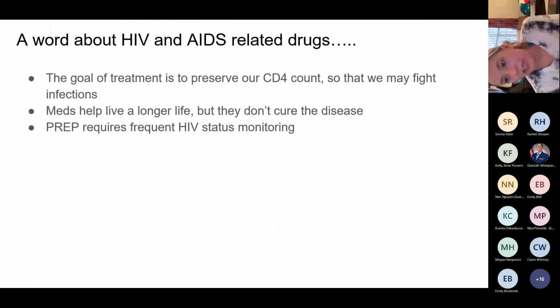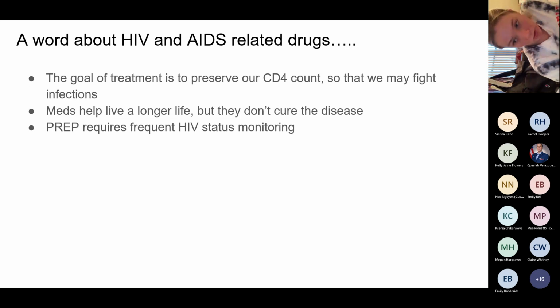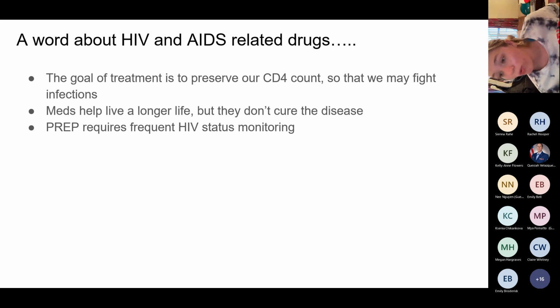So now we're going to talk about HIV and AIDS-related drugs. We had our lecture about HIV. Really, our whole goal of treatment is not curing it, but trying to reduce the viral load and keep my patient's CD4 count high. What in the world does my CD4 count do? They are my infection fighters. So what happens if HIV progresses to AIDS is that the CD4 count becomes so low that they can no longer fight infection. And unfortunately, that's usually how they die, from something like the flu or pneumonia.